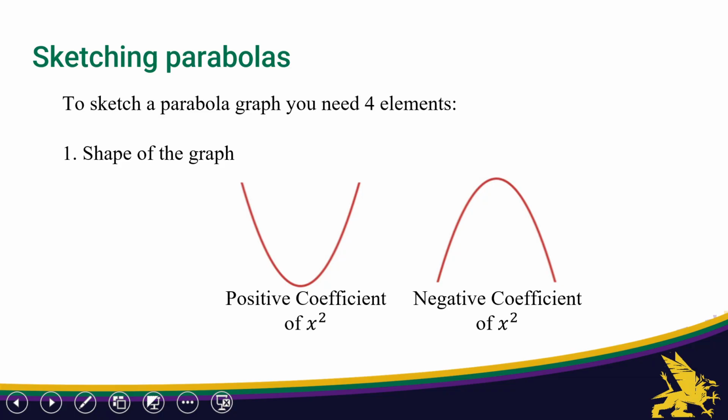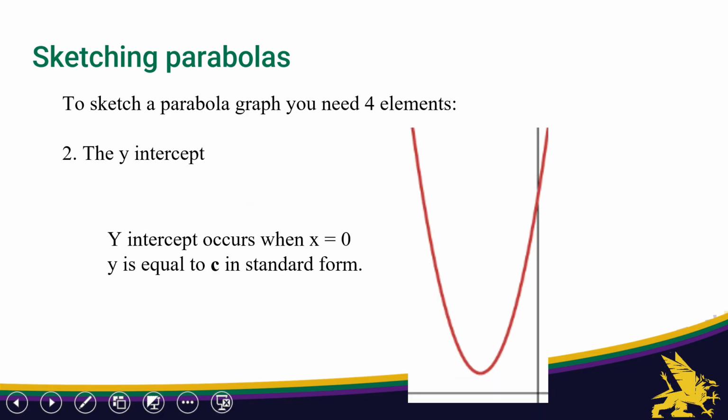The first element is really about understanding the shape. This is key. So if we think about in standard form, or in turning point form, if the coefficient of x squared or in front of the brackets is positive, then it's going to be a minimum. If it is a negative, then it's going to be a maximum. The next part that we need to understand is the y-intercept.